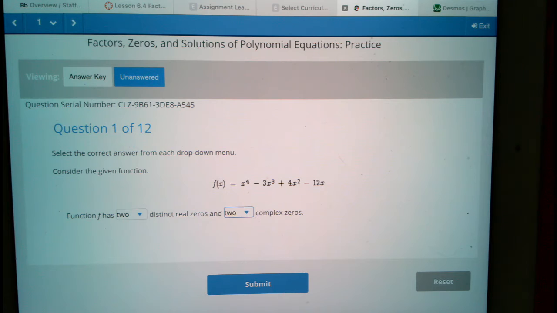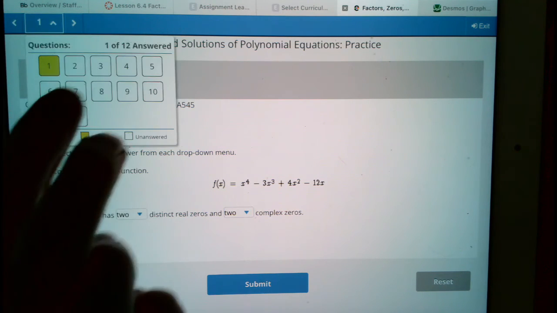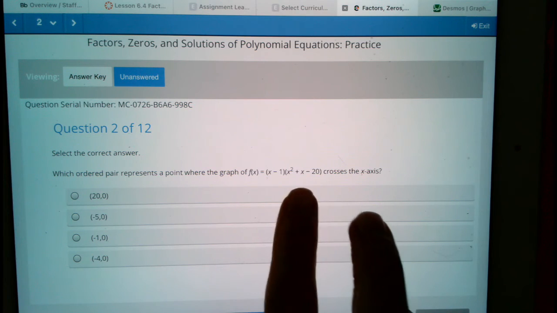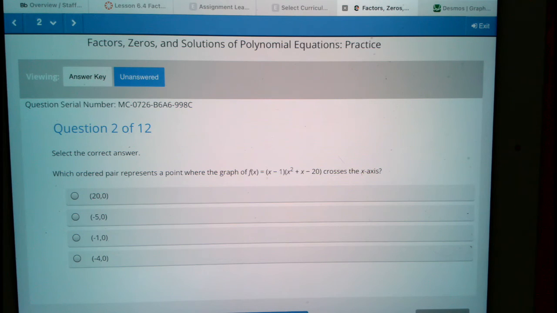If we look at problem number 2 on here, it says, which ordered pair represents a point where the graph of this function crosses the x-axis? Well, one of the things that we could do is we could factor out x squared plus x minus 20. But maybe what will be faster for you? It depends. What are you faster at? Typing into Desmos or factoring?